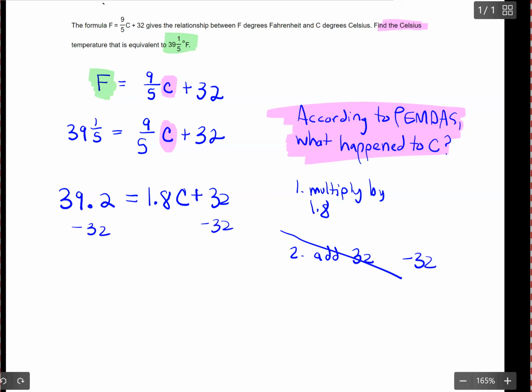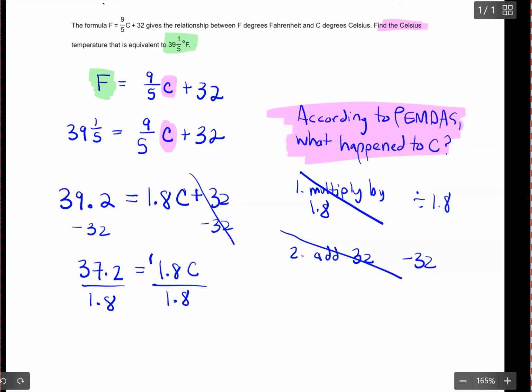But see how much nicer that is and how much easier that is to type in the calculator. I'll get 37.2 there equals 1.8c, and then I'll divide both sides by 1.8 to reverse the multiplying. So it just is a little more user-friendly. Our brains usually like this a little bit better. Again, 1.8 divided by itself is just 1, so I'm left with 1c there. And it's a lot easier to type 37.2 divided by 1.8 into our calculator.